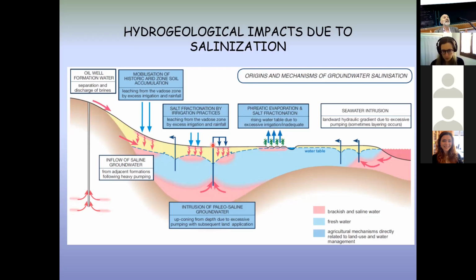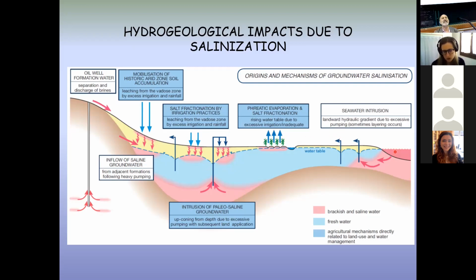But if you intensively pump groundwater, fresh groundwater in the shallow aquifers, you can also abstract saline water in the deeper part, and the more intense your pumping, the more salty groundwater you can abstract from below the ground. So also in this case, salinization is a proxy of an aquifer subjected to overexploitation.